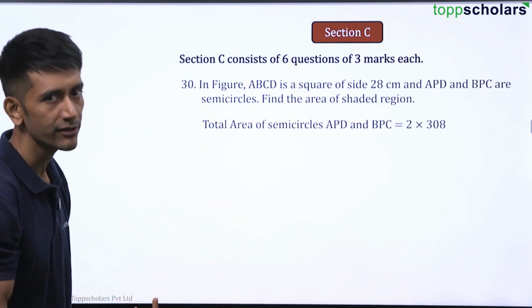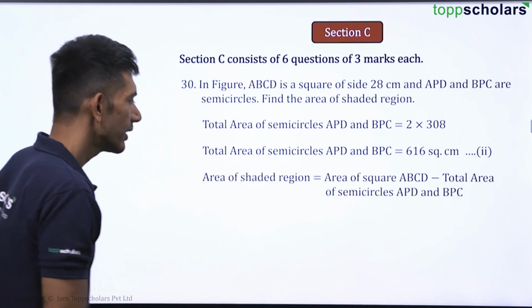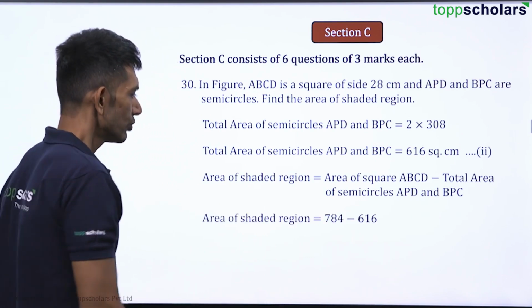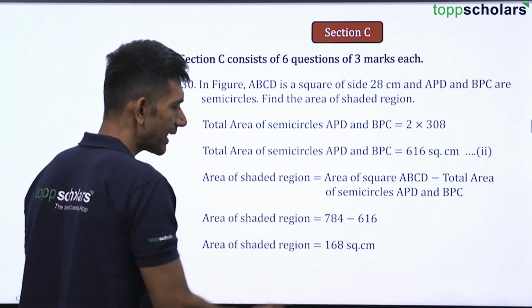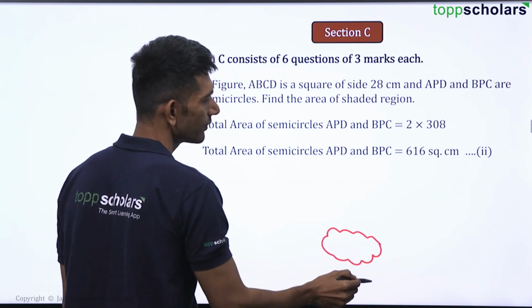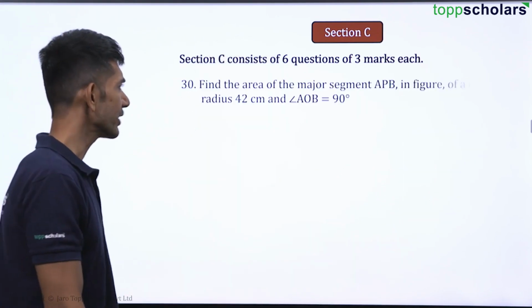Okay, that is 2 times 308, 616. Now can I find out the area of the shaded region? Yes, total square minus the area of the two semicircles. So 784 minus 616, and that gives me 168 centimeters square. So this is the area of which region? This. Now let's continue further.